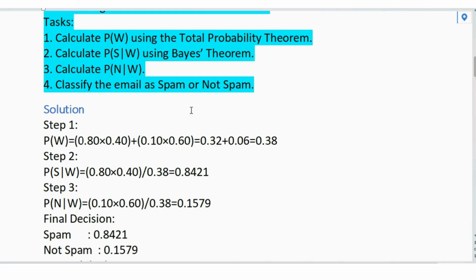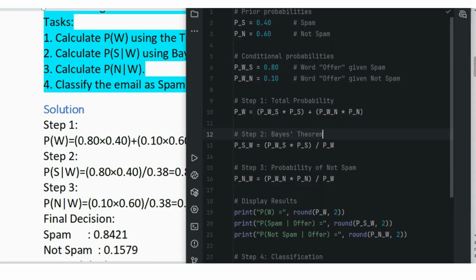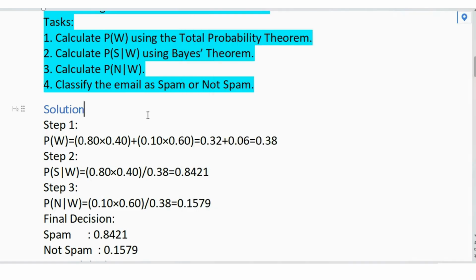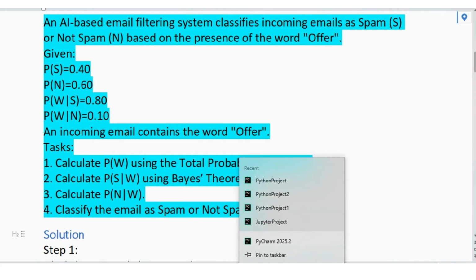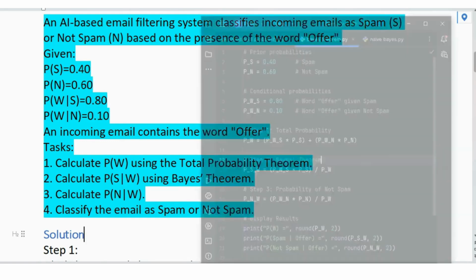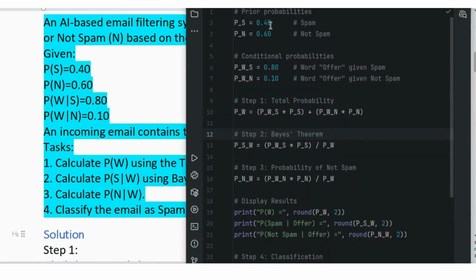Okay, now we are going to do this in Python. First you give the previously defined prior and conditional probabilities. So P of S is equal to 0.4, P of N is equal to 0.6, probability of W given S is 0.8, and probability of W given N is 0.1. Then you calculate the total probability.